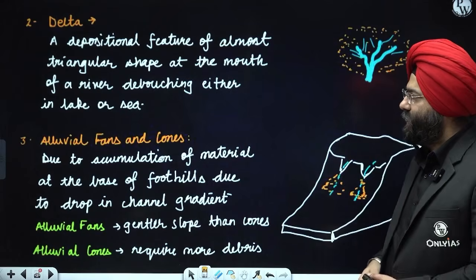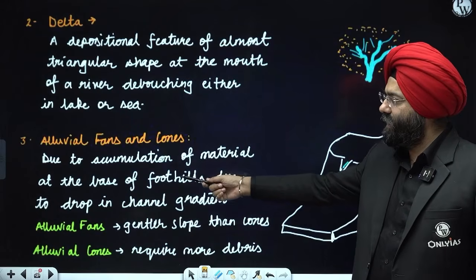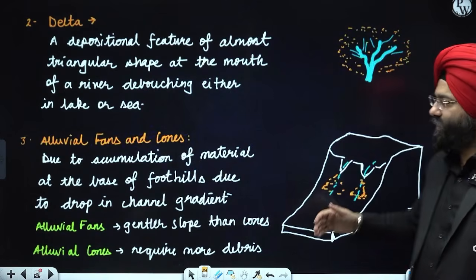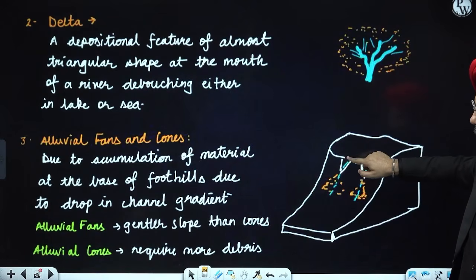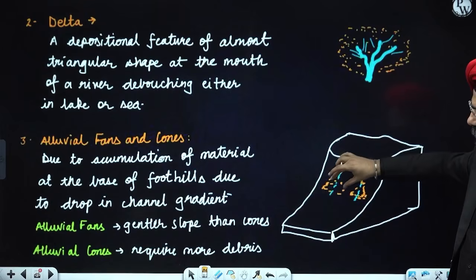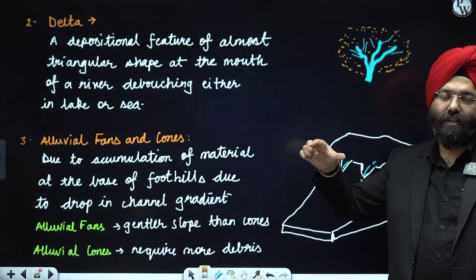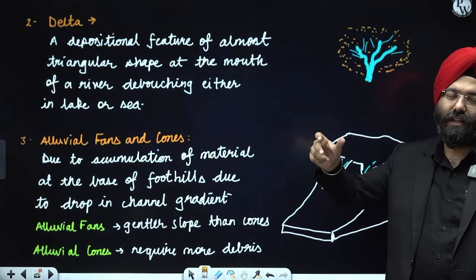Now, what happens? Due to the accumulation of material at the base of the foothill, there is a drop in the channel gradient. Now, sometimes due to the steep drop in the channel gradient, the rivers that are carrying the sediments deposit them just at the base of the foothills. Now, they can be seen in the form of a fan, that is why they are known as alluvial fans, or sometimes a cone-like structure is formed, alluvial cone.